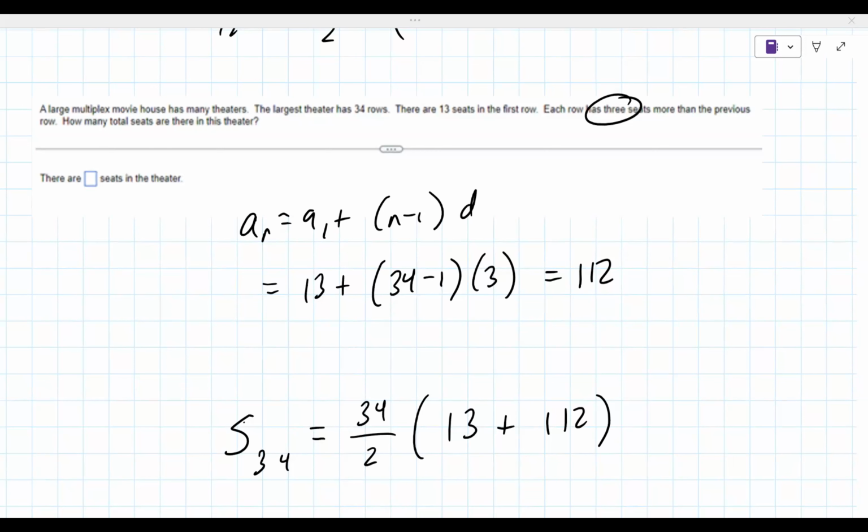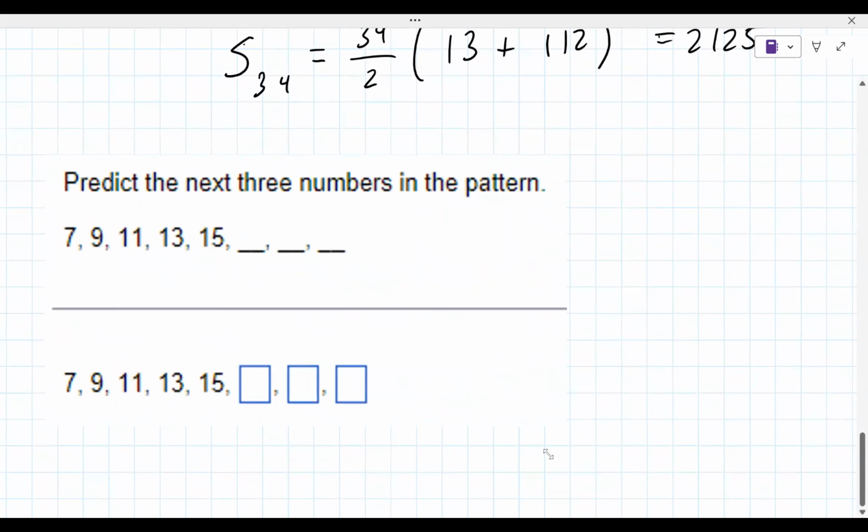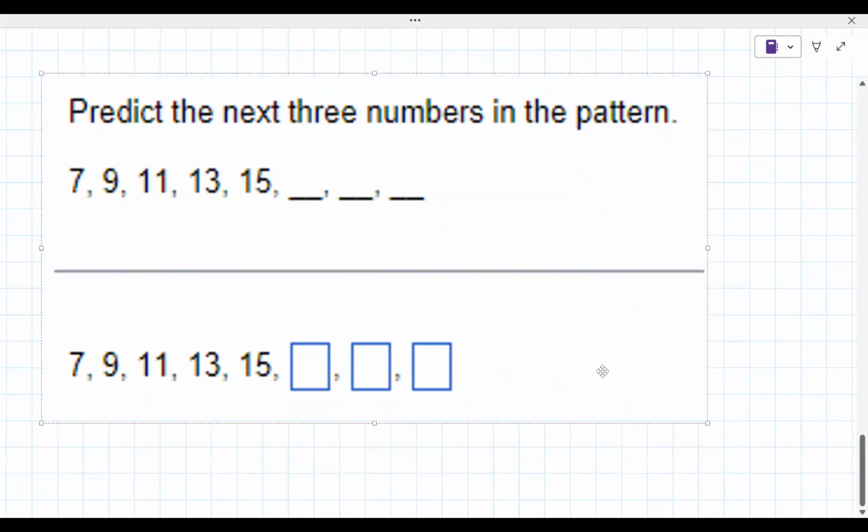Okay, did you get 2,125? Go ahead and check that. Always good to double check you're entering the right number before you submit. Okay, that was right. All right. So this last one here feels like it should have been the first question we did.